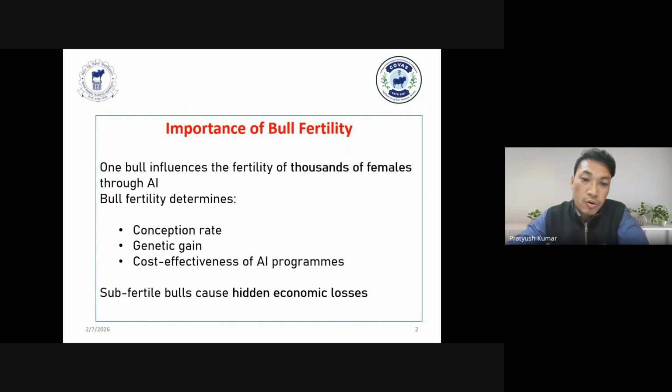If we go for artificial insemination, the semen quality, the frozen semen quality, basically we work with frozen semen. Frozen semen quality is very important for getting a good conception rate. Conception rate, genetic gain, and cost effectiveness are also very much related to bull fertility.